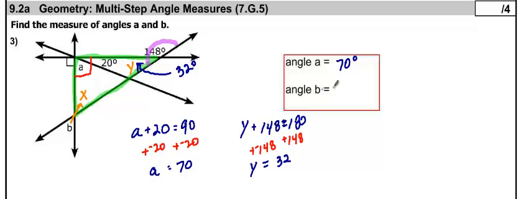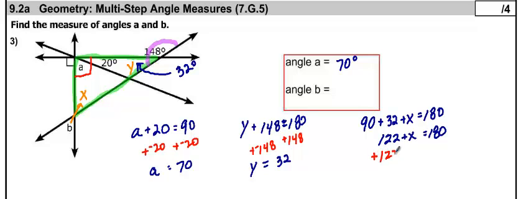Now I'm ready to find X. So I've got a 90-degree angle in the corner, plus the 32-degree angle, plus X, which will all equal 180. Well, the 90 and the 32 give me 122, plus X will be 180. I'm going to cancel out the constant term, the 122, so I'm going to add the opposite there and add the opposite here. And when I do that, I get X is equal to 58.